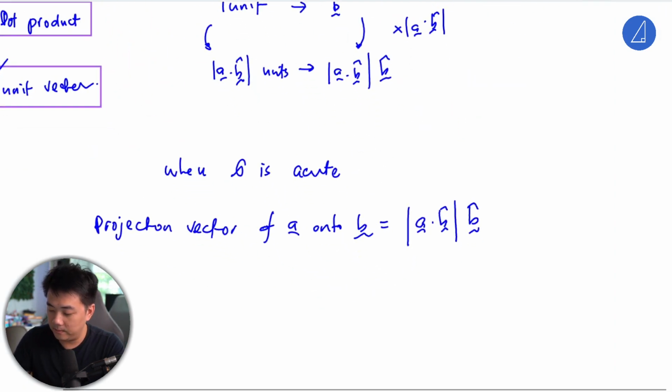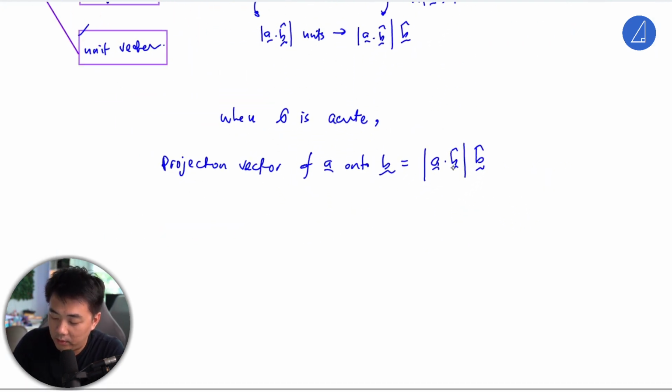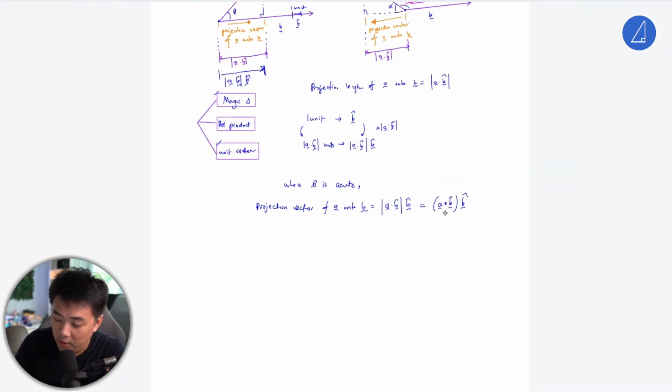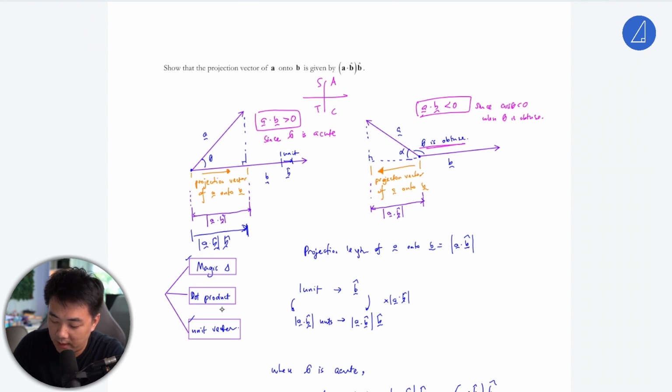Okay, since in this case theta is acute, we know that because we want to get the positive of this, what we can do is just remove the modulus. Because we know that this is positive, since A dot B is positive, because of the dot product. So this is the second concept we're talking about, because this dot product is positive.